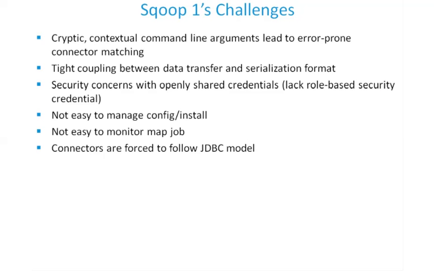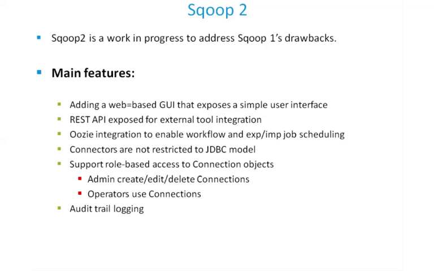Sqoop 1's challenges. Its command-line-only arguments lead to error-prone connector matching. Its tight coupling between data transfer and serialization format means different connectors support different data formats. It has security concerns: it does not have role-based security credentials. It is not easy to manage, configure, or install, and not easy to monitor map jobs. Connectors are forced to follow the JDBC model. Sqoop 2 is a work in progress to address those Sqoop 1 drawbacks.